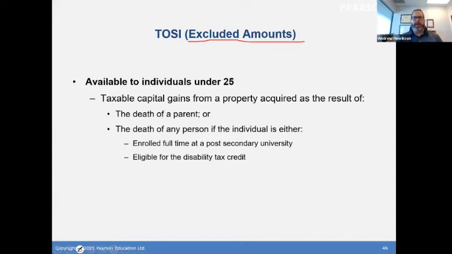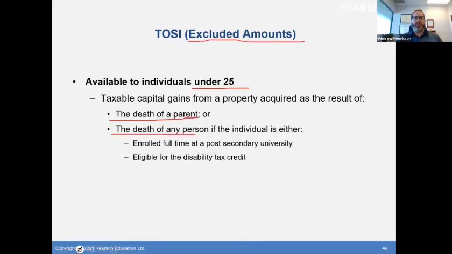This will be the case for individuals under 25 if they're having taxable capital gains from a property acquired as the result of the death of a parent or the death of a person, if the individual is either enrolled in full-time post-secondary or eligible for the disability credit. So it's a very specific scenario.